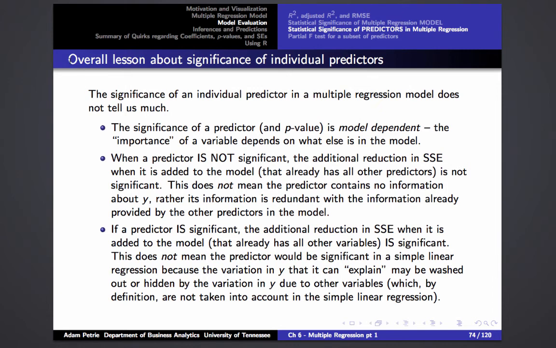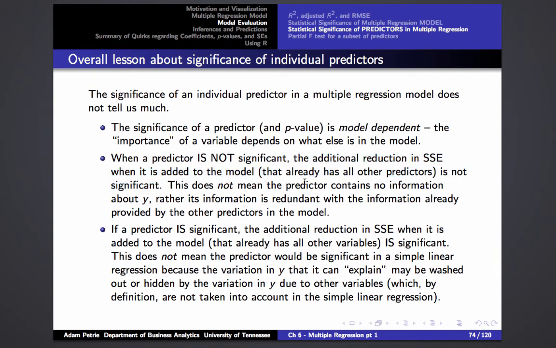Okay, so here's our overall lesson about the significance of individual predictors. It's tricky and you have to be careful about the interpretation. One thing we saw is that the significance of a predictor and the p-value is model dependent. Whether or not a variable is significant depends on what other predictors are in the model. So when a predictor is not significant, the p-value is 5% or bigger, all that is telling us is that the additional reduction in the sum of squared errors when it is added to a model that already contains the other predictors is not significant.